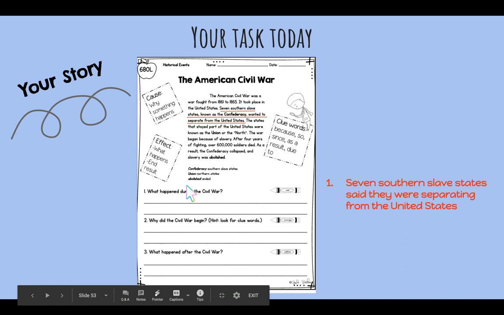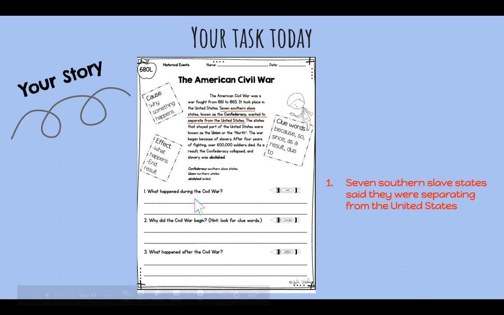So, luckily, if it says what happened during the Civil War, and I know the passage is about the Civil War, it's probably going to be talking about what happened and what caused it towards the beginning of the story. And if you notice here, because it says red, I needed to highlight red, I've highlighted here my answer. And I'm able to not only justify my answer, but prove my answer from the text, because I can show you here that I have highlighted it. 7 Southern slave states known as the Confederacy. Remember, we saw that word here, Southern slave states. It's exactly what it says here, Southern. Wanted to separate from the United States. So that is my answer for number one.